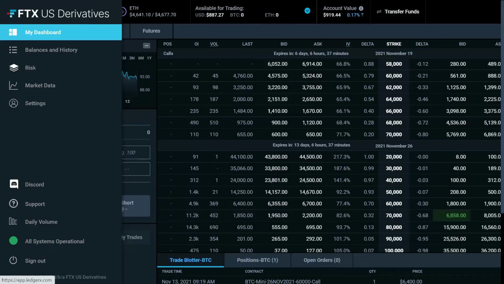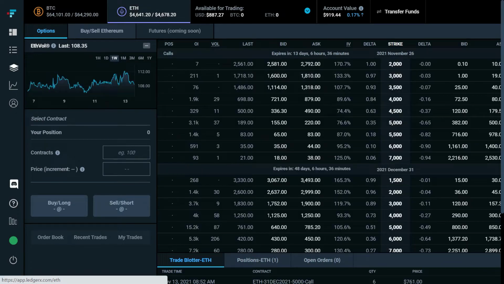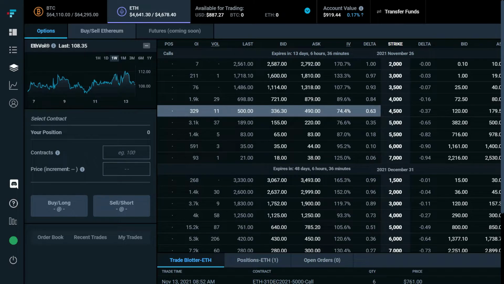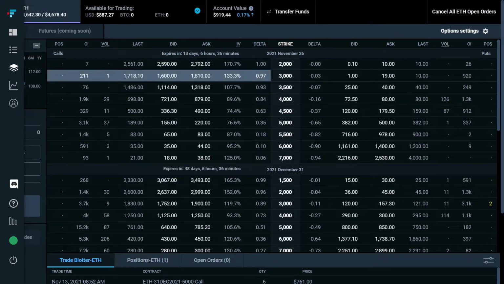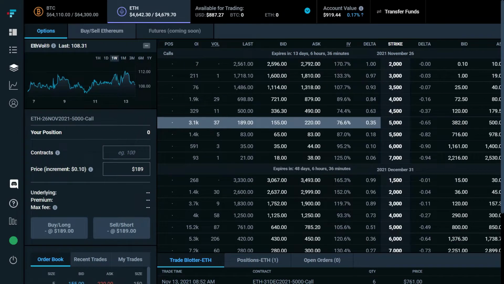So you go to my dashboard, and you can see Bitcoin here, but now they've added Ethereum. It's relatively new. I'm on the options screen, and you can see this is the call option side, and this is the put option side. Say you want to buy, this is the strike here, say you want to strike at 5,000, so you would select this one. So that's a 5,000 strike Ethereum call option.